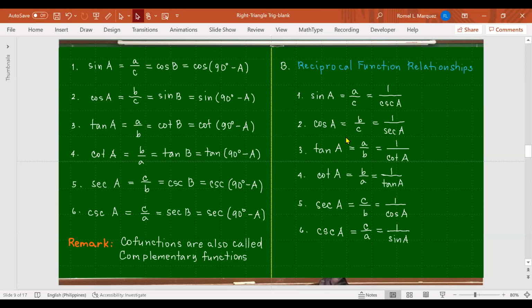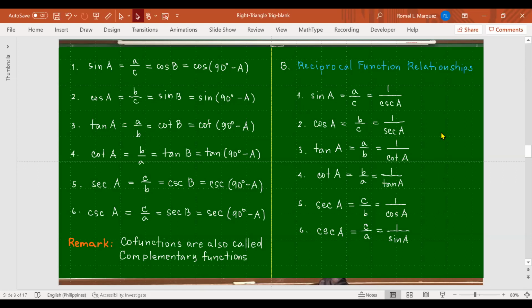In the same way, cosine A is equal to 1 over secant A, because secant A is equal to C over B. Tangent A is equal to 1 over cotangent A. Cotangent A is 1 over tangent A. Secant A is equal to 1 over cosine A. And cosecant A is equal to 1 over sine A. So you have to memorize these relationships, and also the cofunction relationships. So we say that sine and cosecant are reciprocal functions.